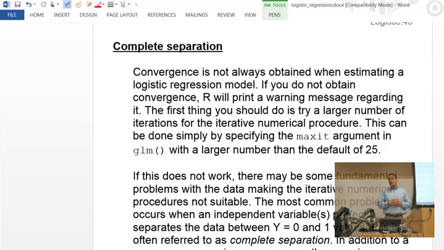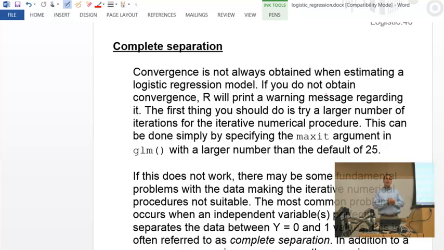Now, the most common reason for not getting model convergence is something called complete separation. And due to time considerations, I've decided not to cover it in this class. I do strongly recommend that you read this over. You will not be tested over it, though. If you want a more, let's say, detailed explanation of it, please take my Study 75 class, where we do talk about logistic regression in a lot more detail than what we do here.